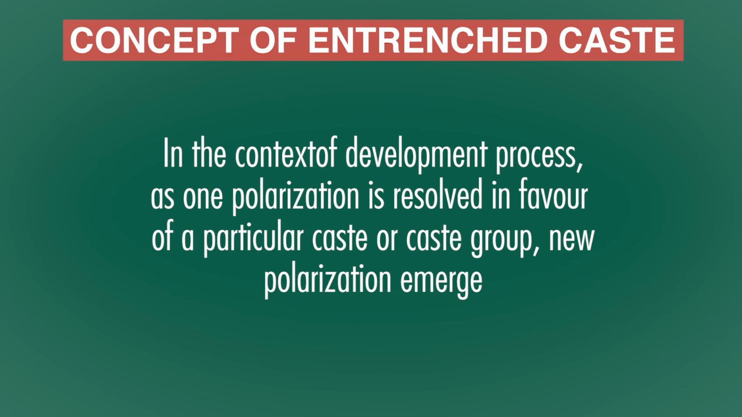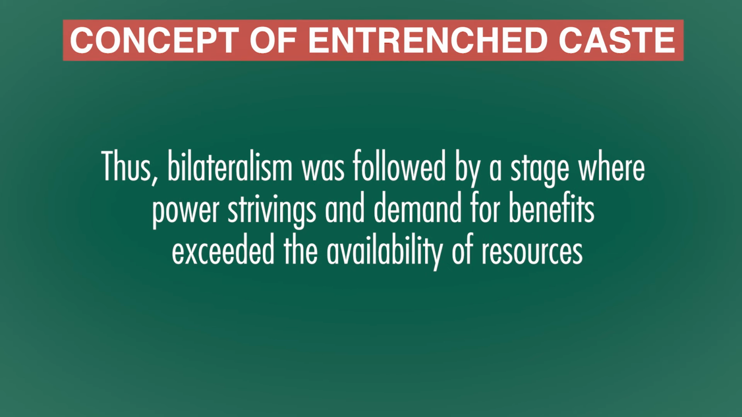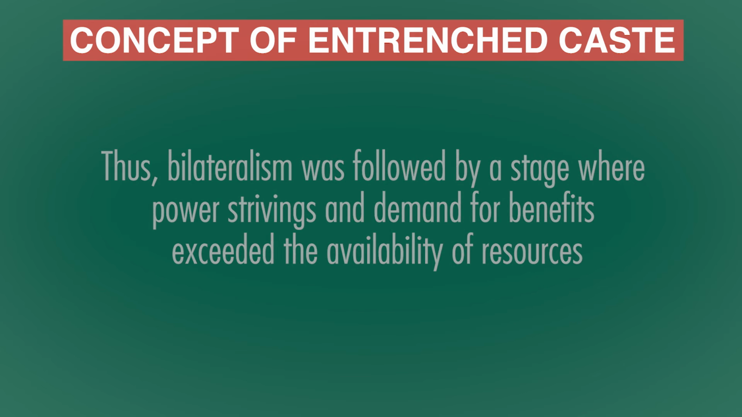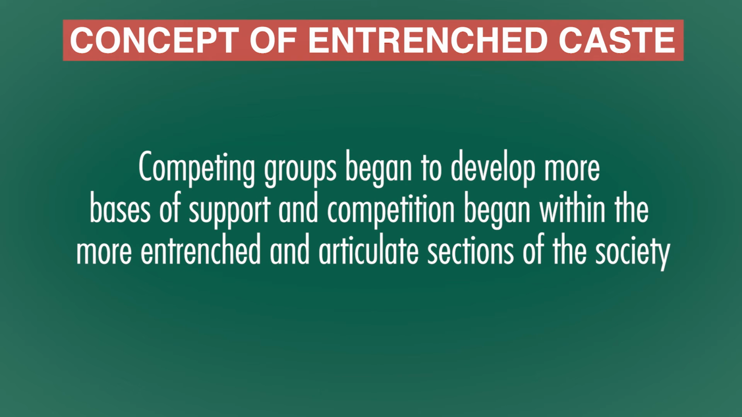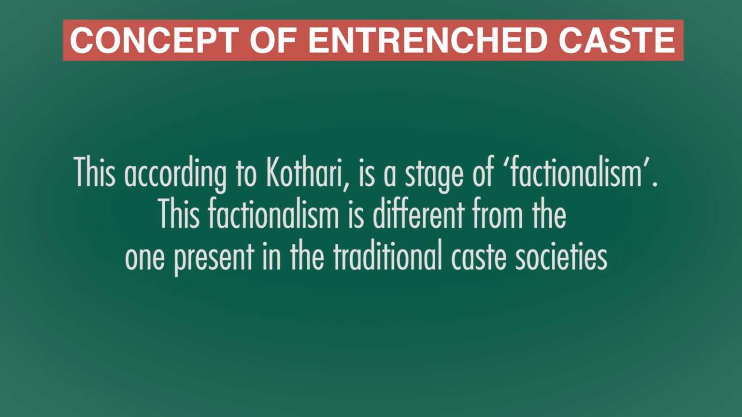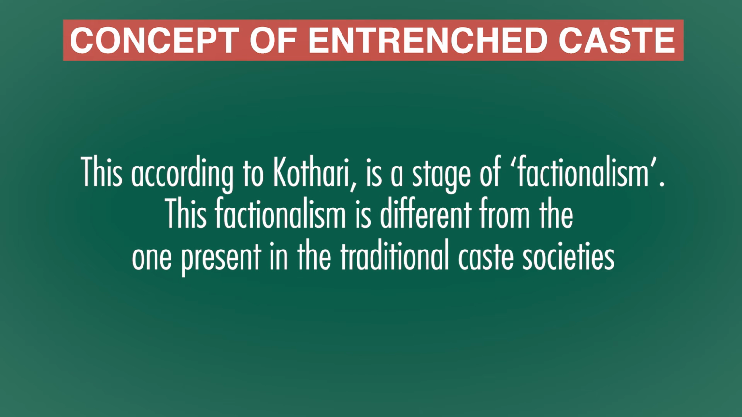In the context of development process, as one polarization is resolved in favor of a particular caste group, another new polarization emerges. Thus, bilateralism was followed by a stage where power strivings and demand for benefits exceeded the availability of resources. Competing groups began to develop more bases of support, and competition began within the more entrenched and articulate section of the society. This, according to Kothari, is a stage of factionalism.